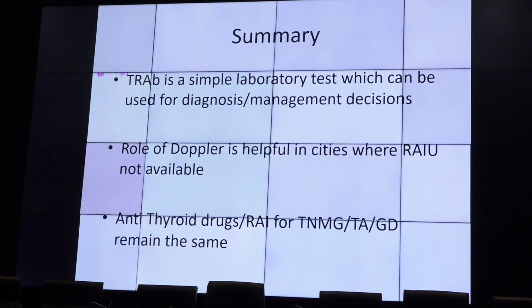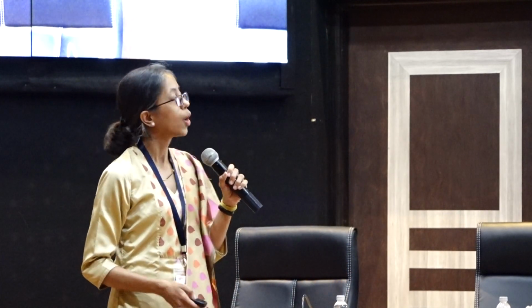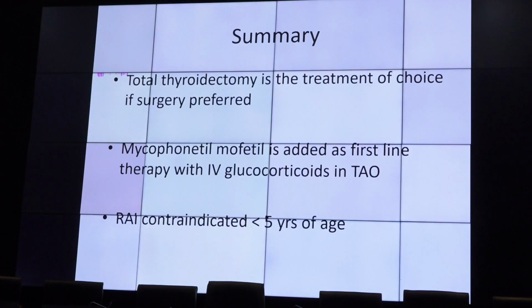So to summarize my talk: TRAb is a simple laboratory test which can be used for diagnosis and management purposes. The role of Doppler is important in cities where RAIU is not available. Antithyroid drugs and RAI treatment for toxic multinodular goiter and toxic adenoma remain the same. Total thyroidectomy is a treatment of choice for Graves' disease. Mycophenolate is added as a first-line therapy along with IV glucocorticoids in thyroid orbitopathy, and RAI is contraindicated in children less than 5 years of age. Thank you. I hope I'm finishing on time.